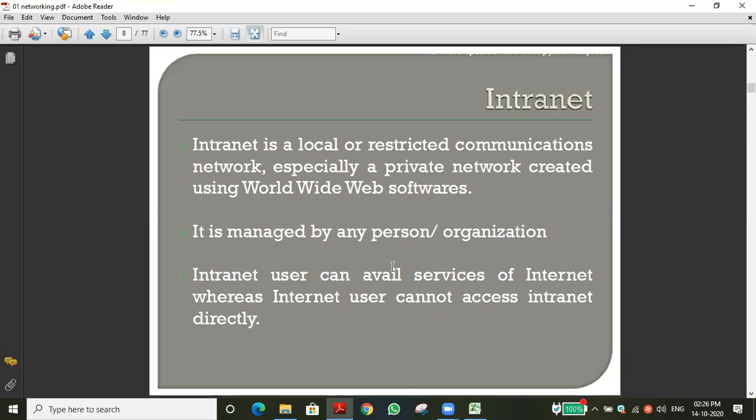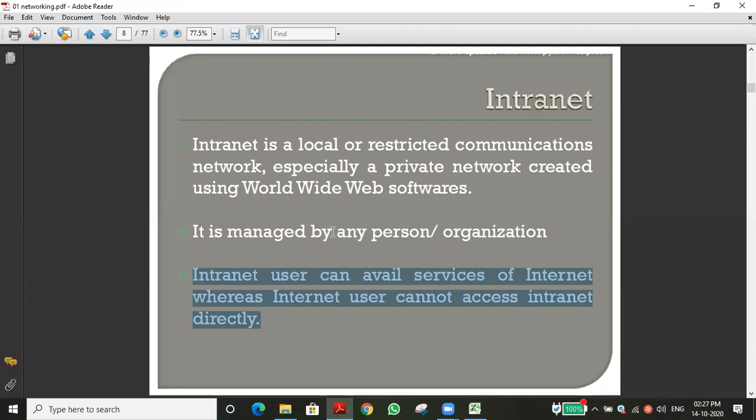Intranet user can avail service of the internet, whereas an internet user cannot access the intranet directly. The third point is very important. Could you understand? For example, in our lab we are having intranet facility, and we can use internet. I am a user of the internet. Now you are having your own computer in your home. Can you access through their school network? It is not possible. It is a private, closed environment. So other people cannot log into the website.